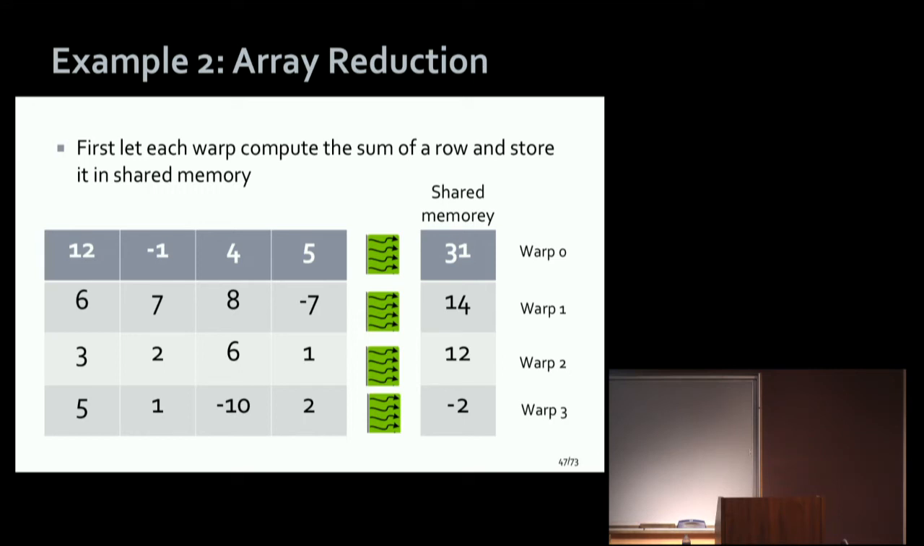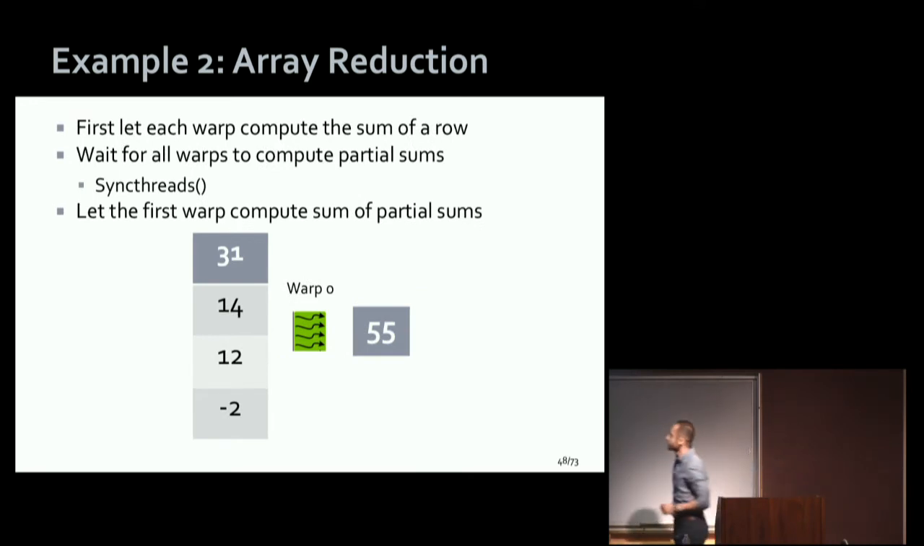But is this a synchronization-free algorithm? Do I need any kind of synchronization? You need to wait for the shared memory to fill up before you do the next step. Exactly. I have to make sure that everybody writes here, and then once everybody has written here, I will ask the 0th warp to perform the sum. So that's essentially the algorithm. Once I get every one of these data in the shared memory, I call sync threads, and then I ask the 0th warp to compute a sum, and I'll get 55 back.